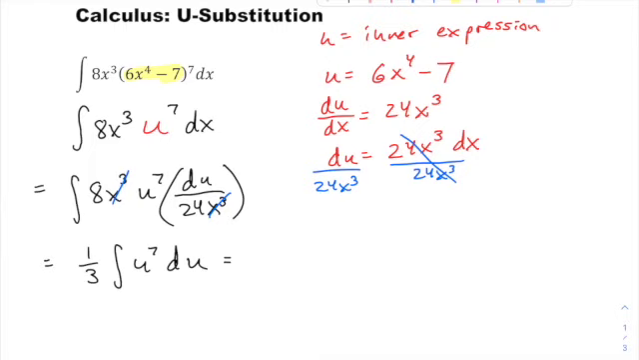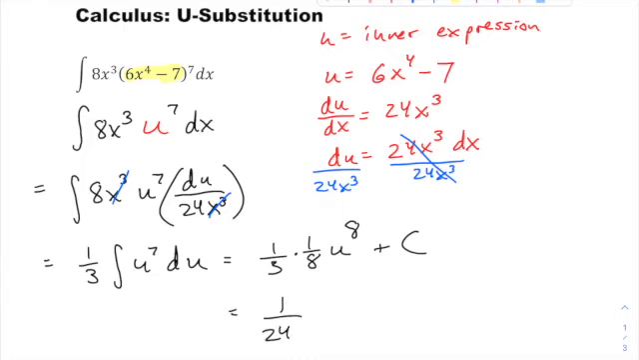So the antiderivative of u to the 7th becomes u to the 8th. And then you divide by that 8, so you get 1/8. There's plus c, because we're doing indefinite integrals again, so we need plus c on the end. And so we get 1/24 u to the 8th.